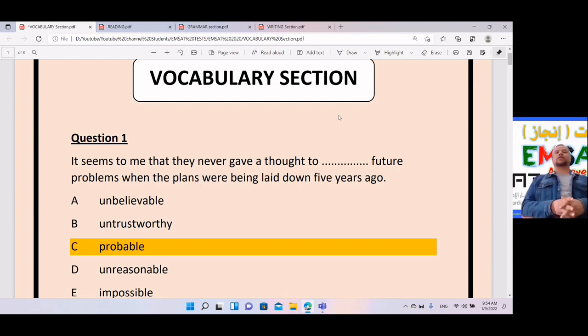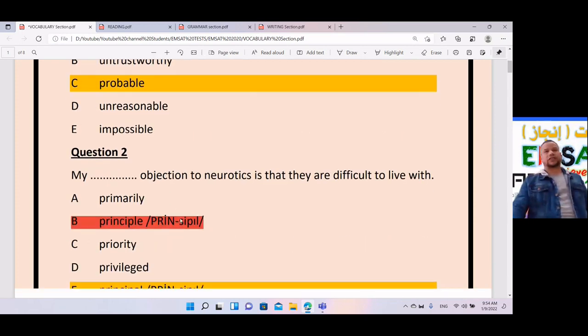Question 1. It seems to me that they never gave a thought to probable future. Why do I use probable? Because of "it seems." It seems means I think, so you're not sure, and the best one is probable. So probable, without reading the whole sentence. Let's go to the next.